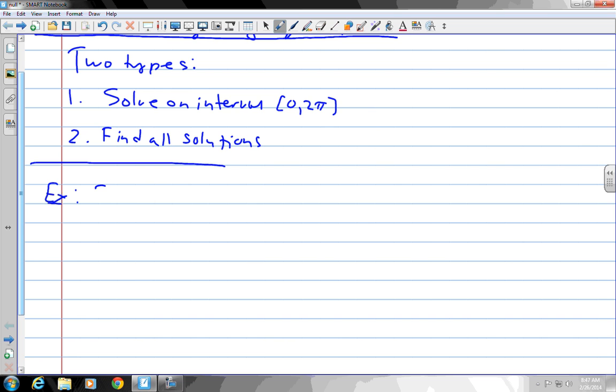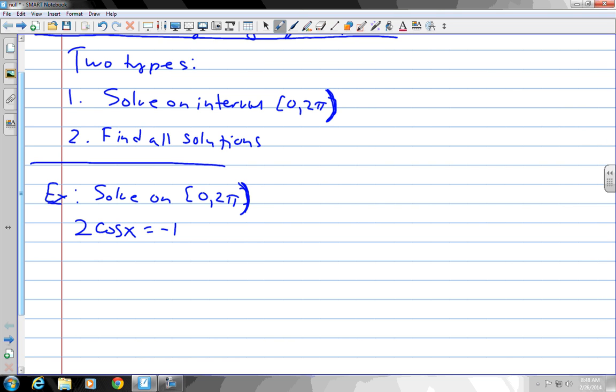Let's say I start with an equation. Solve on the interval from 0 to 2 pi. And let's say the equation is 2 cosine x equals -1. And your book does this. It's probably better if we don't include 2 pi, because usually 0 and 2 pi give you the same answer. So let's include one and not include the other.